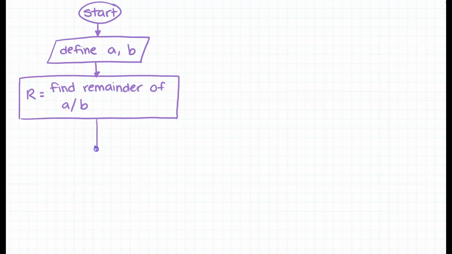And then I'm going to ask the question, is r equal to 0? When we're checking if something is equal in MATLAB, we use two equal signs. If you don't put that in your flowchart, that's okay. I just like to do it because it's a nice reminder to myself to put two equal signs in my code.